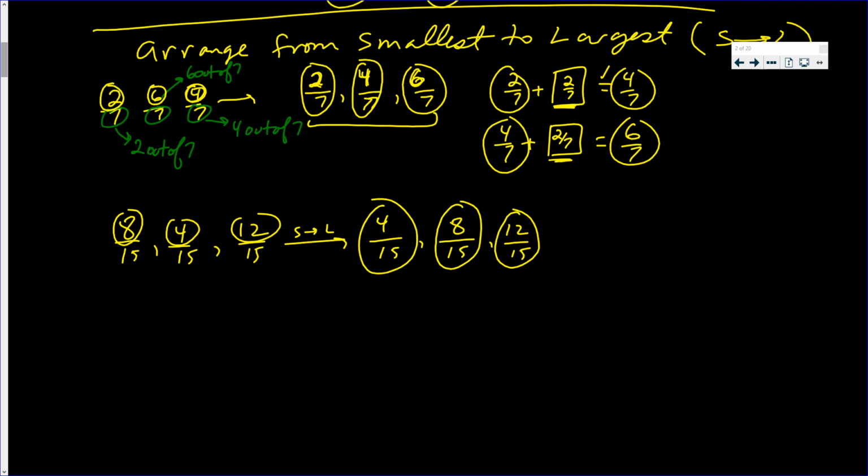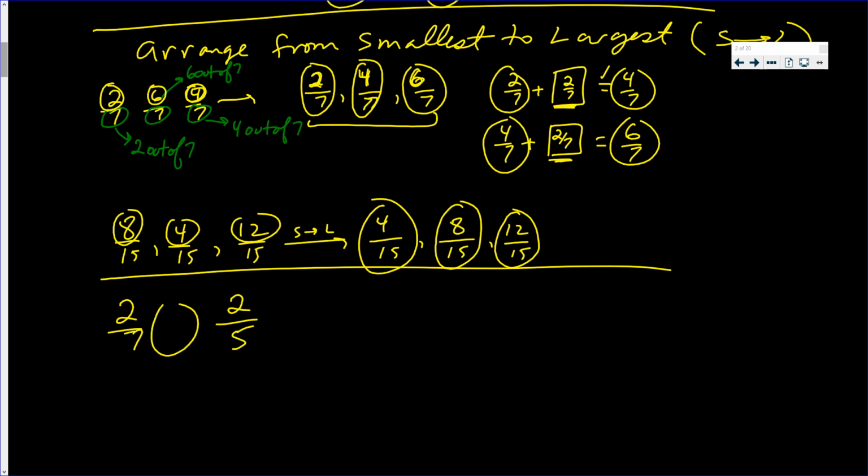Now, in the next set of problems, we'll come back to these in a bit, but if you have 2 over 7 versus 2 over 5, and I want to know what symbol goes there, less than or greater than. Well, let's look at extremes. Say 2 out of 5 and 2 out of 1,000 versus 2 out of 2,000.